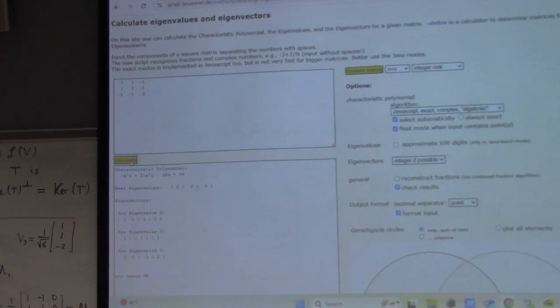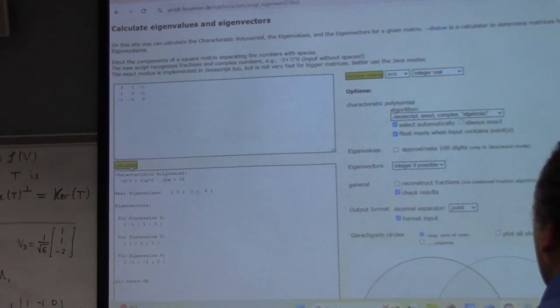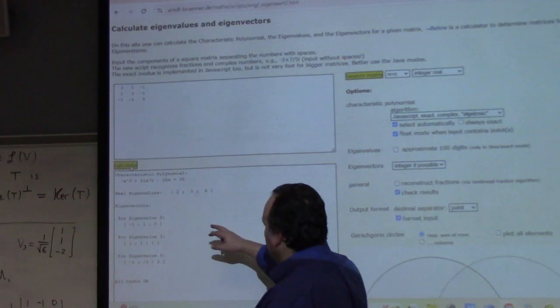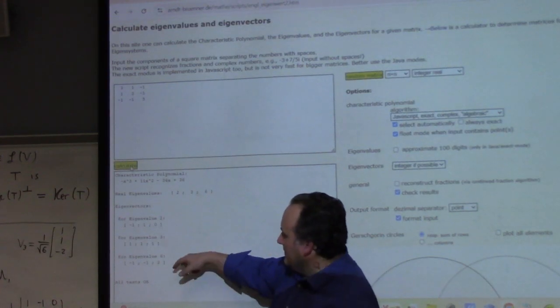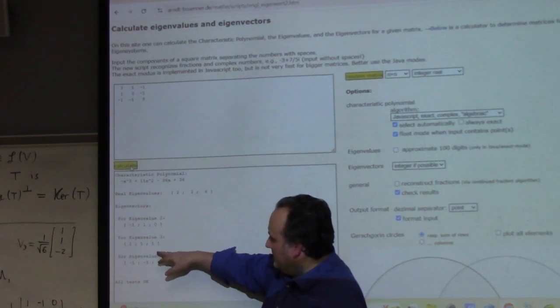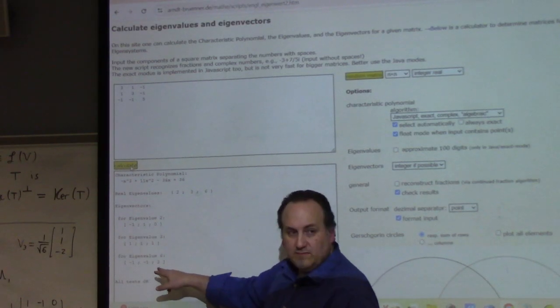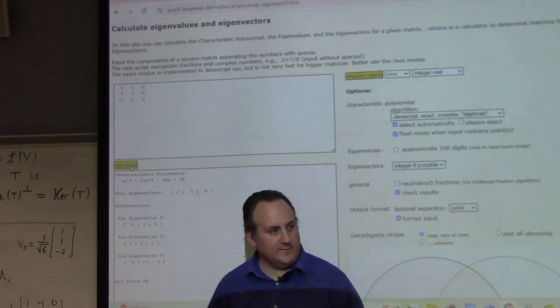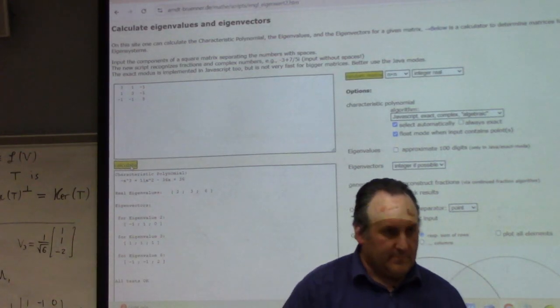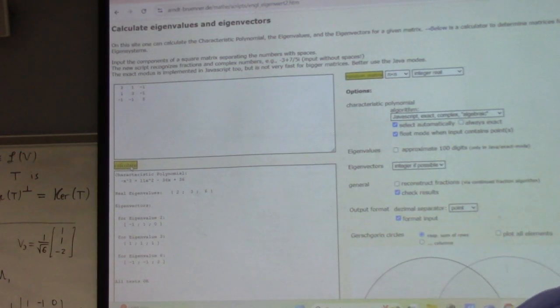I don't know if you'll be able to see it on the camera, but did it work? The eigenvalues are 2, 3, 6. The 2 is minus 1, 1, 0. The 3 is 1, 1, 1. And the 6 is minus 1, minus 1, 2. I mean, yeah, that's exactly what we were wanting. So now you have reached the stage in linear algebra where you can make the examples if you want.